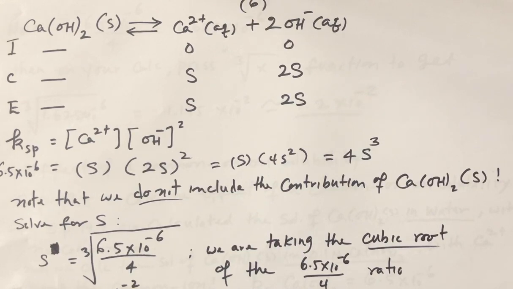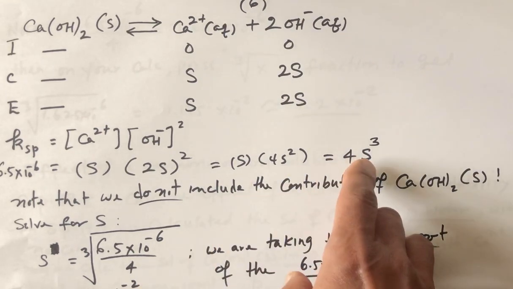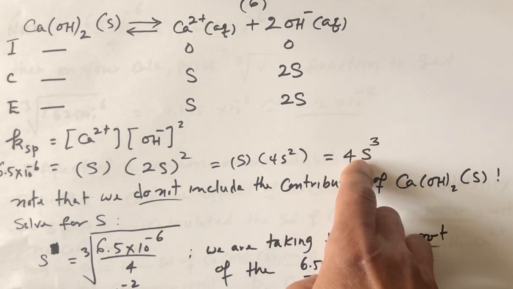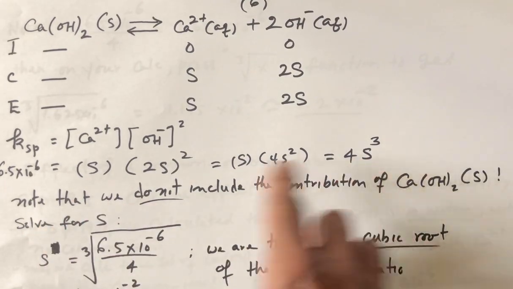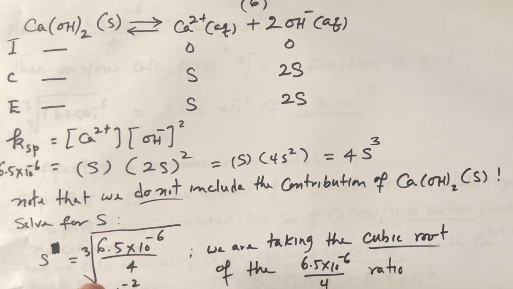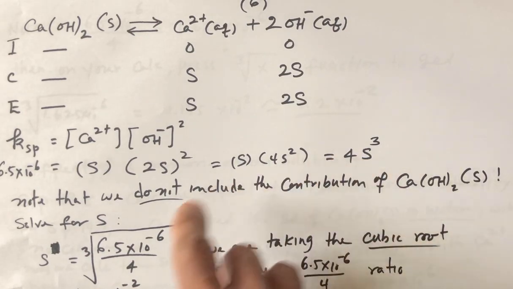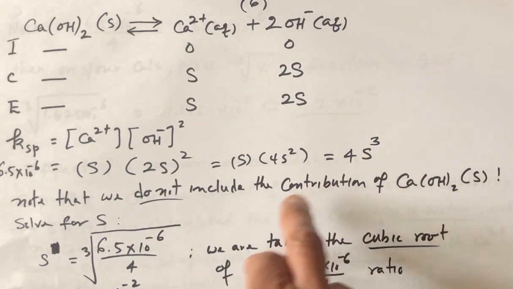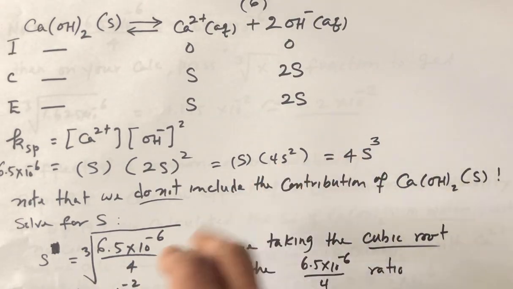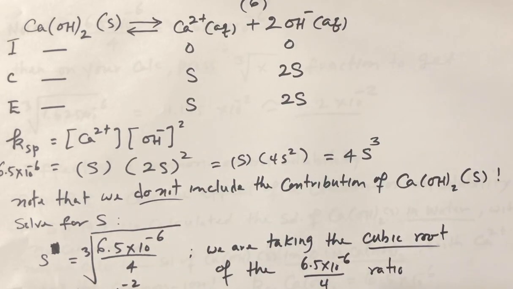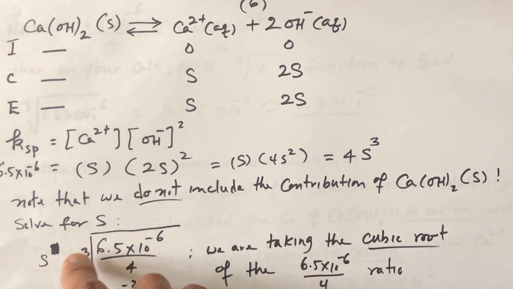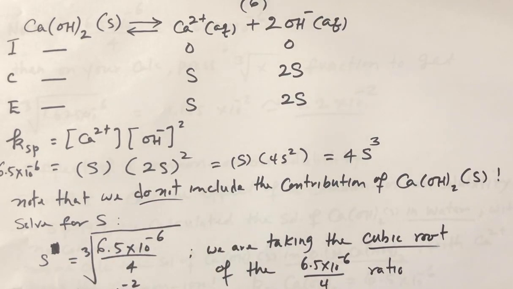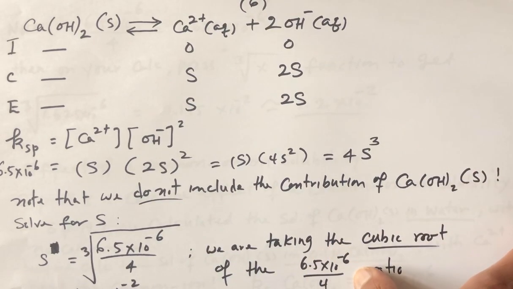Now, we're going to solve for S. S is what we're looking for, the solubility, right? So basically, S is going to be the cube root of this ratio. So in other words, we take the 6.5 times 10 to the negative 6 divided by 4. That will give us S cubed, but S is the cube root of that. Okay, we have to take the cube root of that ratio. And that's why I have this square root with the 3 written there. That is the sign for the cube root. So S is 1.2 times 10 to the negative 2.